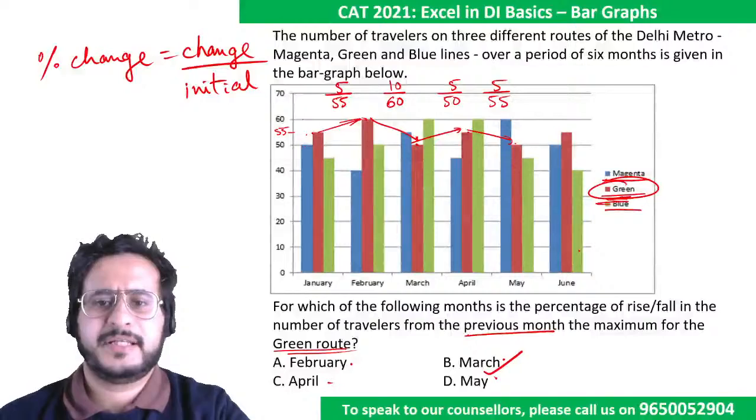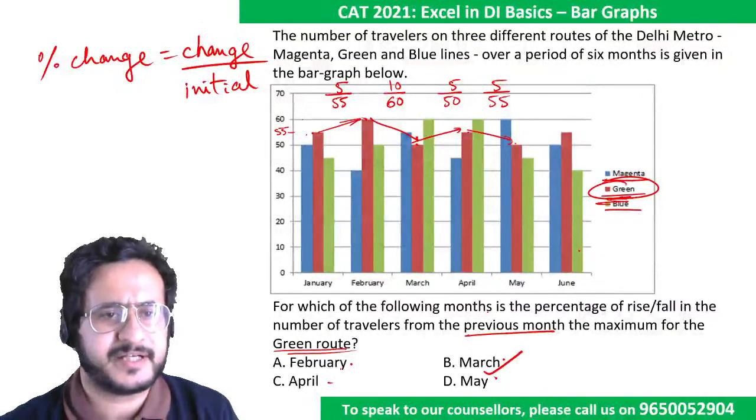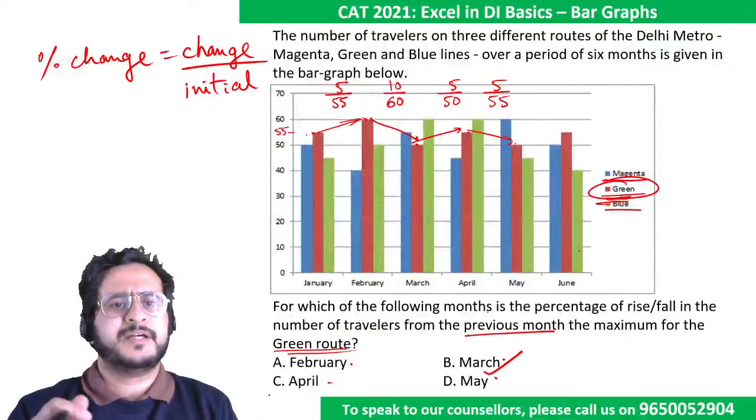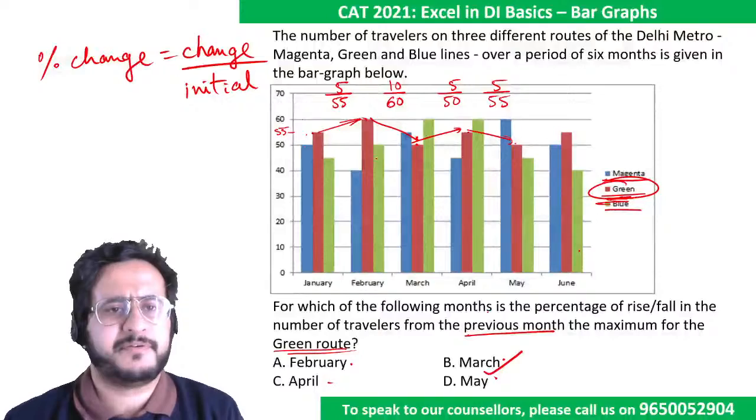So always remember, it has to be compared with the previous month. So do not answer February in that case. That is one basic mistake some people make. You need to remember that it is always compared with respect to the previous month.